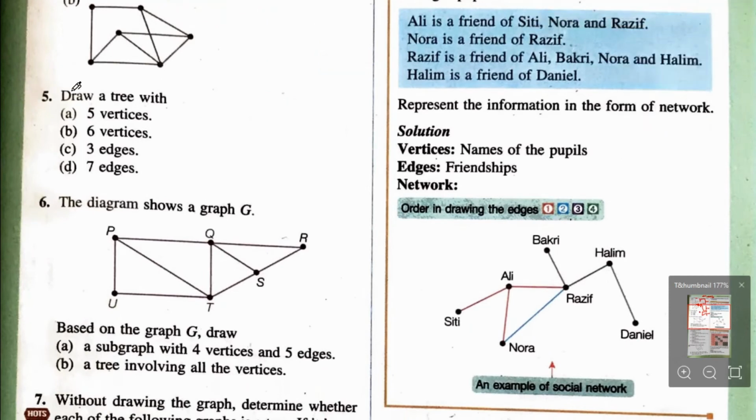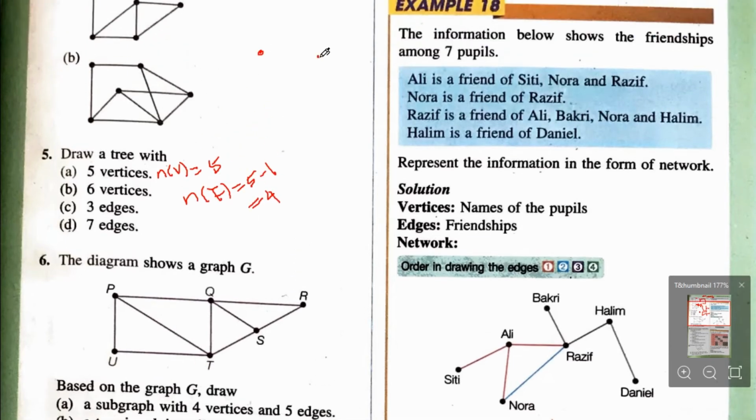Number 5. Draw a tree with 5 vertices. Number of vertices equals to 5. Therefore, number of edges must be 5 minus 1 equals to 4. Okay, so just draw any 5 dots. Okay, let's say like this. Then you connect these 5 dots using 4 lines. So 1, 2, 3, 4. Okay, this is a tree.